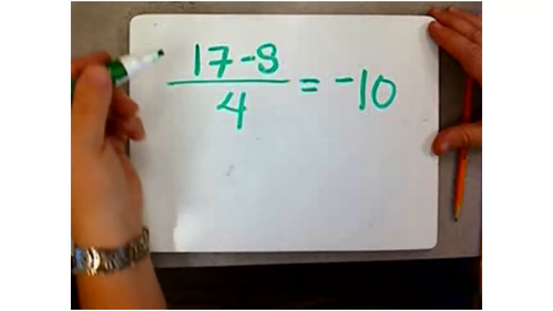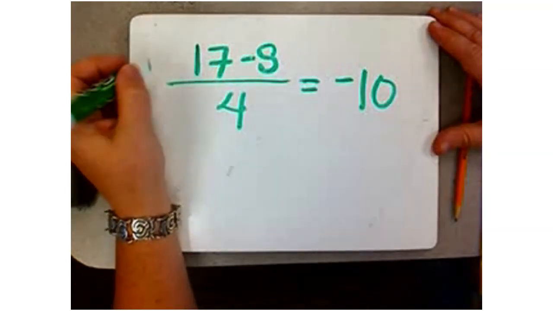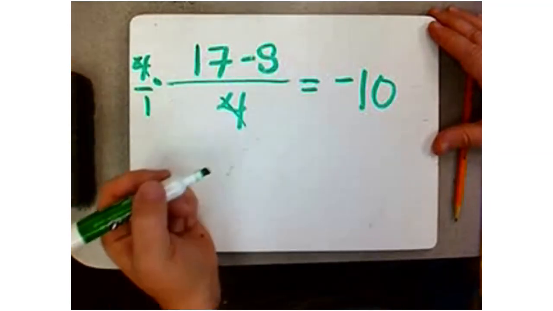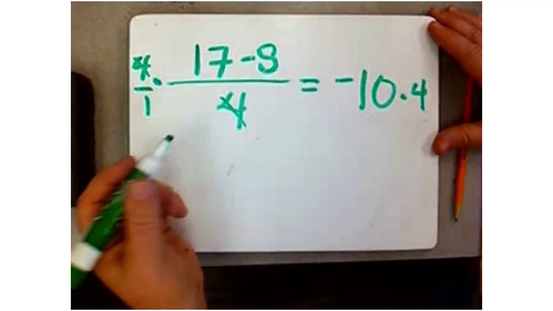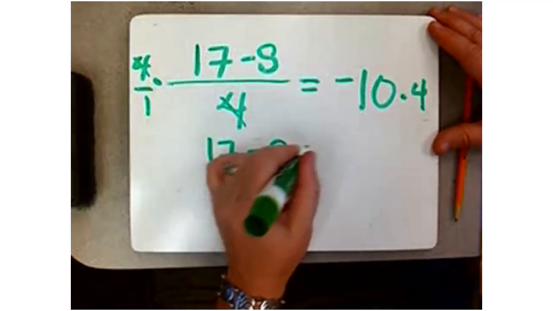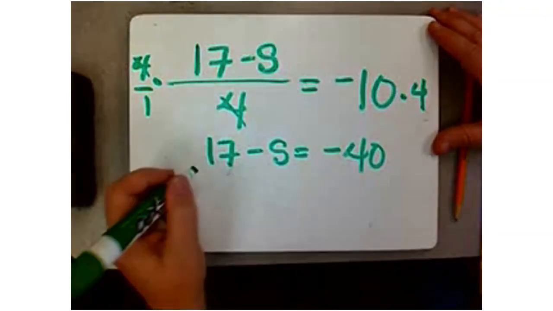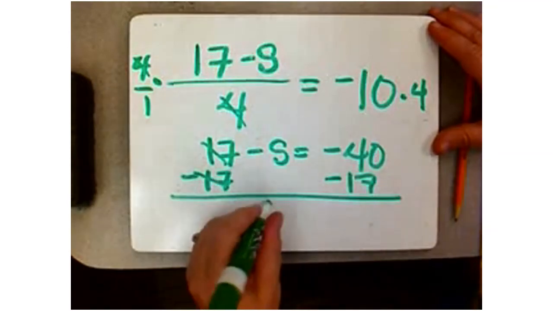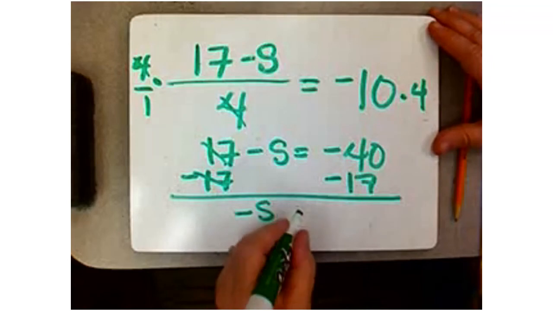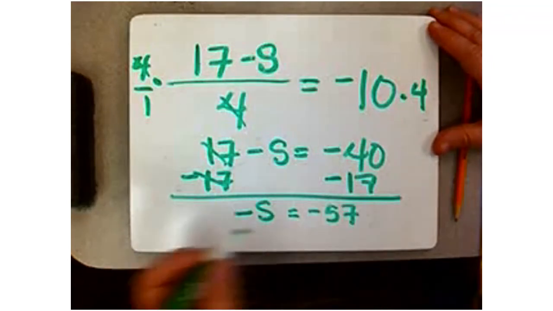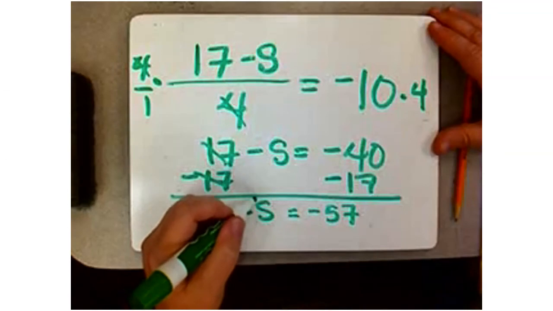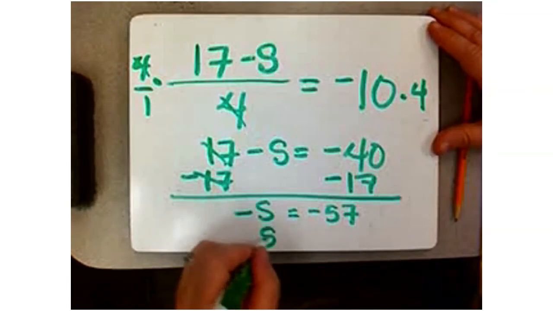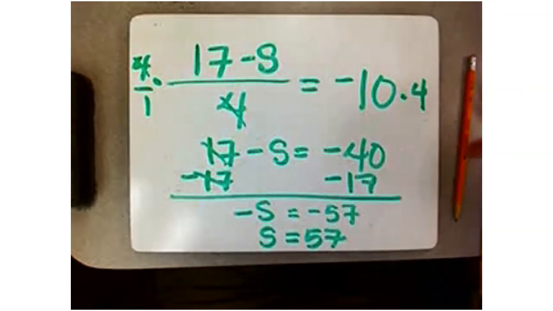All right, on this one, again, 17 minus s over 4, we want to get rid of that over 4 by multiplying by 4 so that it cancels out, right? So we have to multiply by 4 on both sides. We get 17 minus s equals negative 40. We're going to subtract 17 from both sides. We get negative s. That's the tricky part on this one. Negative s equals negative 57. Because that negative s means there's like a negative 1 sitting next to the s, we can divide both sides by a negative 1, and s would equal positive 57, right?